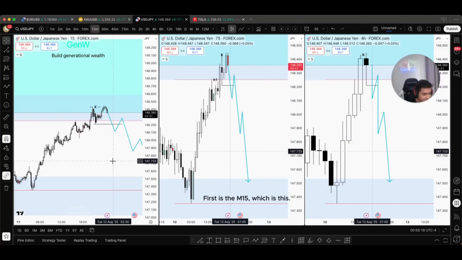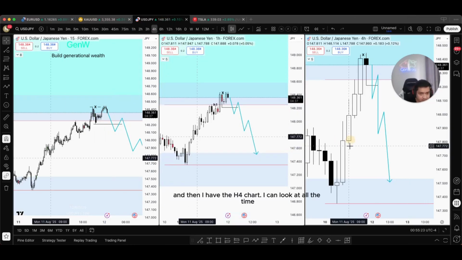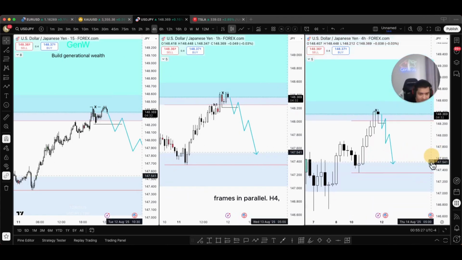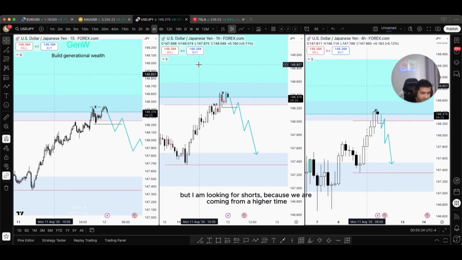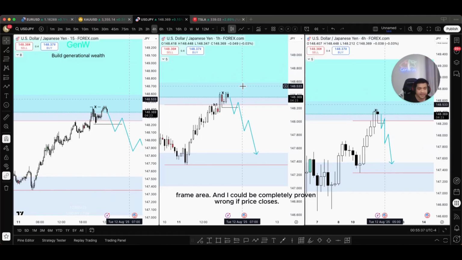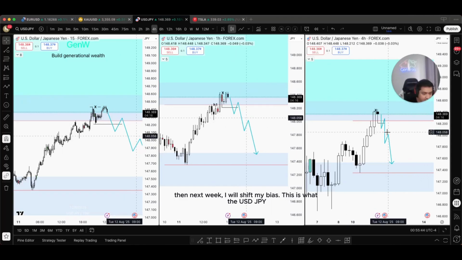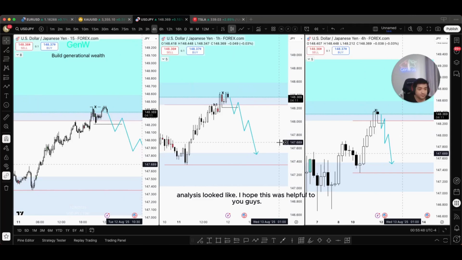If we look at how I would arrange my charts, first is the M15, which is this. Then I have the H1 chart in the middle, and then I have the H4 chart. I can look at all the time frames in parallel. H4, H1, everything looks bullish, but I am looking for shorts because we are coming from a higher time frame area, and I could be completely proven wrong. If price closes above the weekly fair value gap this week, then next week I would shift my bias. This is what the USDJPY analysis looks like.